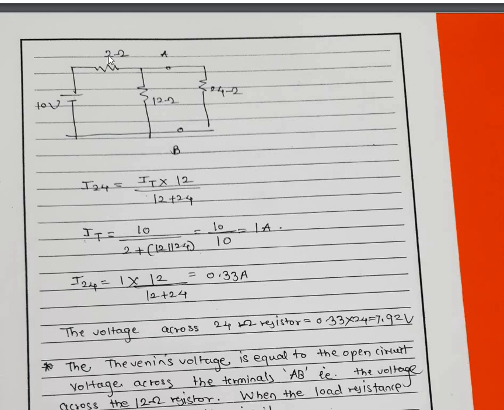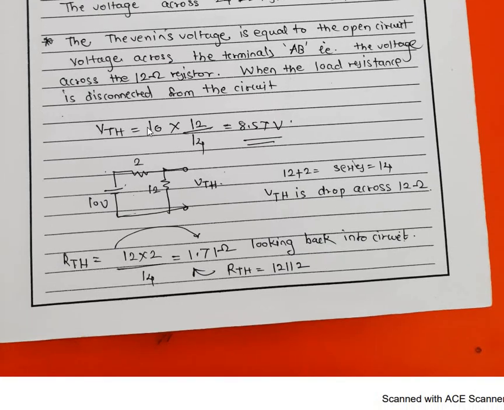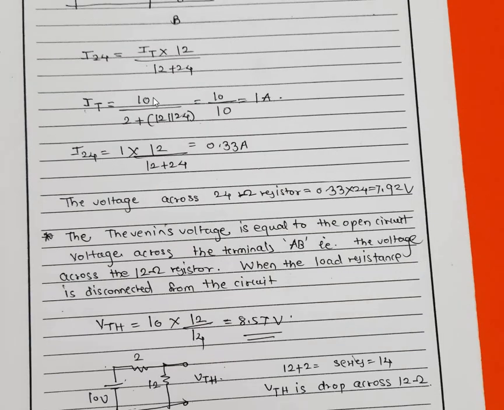That means 10 volt, 2 and 12. This is our actual loop where we are going to apply the voltage division rule. The 10 volt source is the voltage source, with a drop across 2 and a drop across 12. If you want to find the drop across 12, you write the equation: total voltage, that is 10, into the resistor which is coming into the picture, divided by the total resistance. The total resistance is 12 plus 2, that is 14.